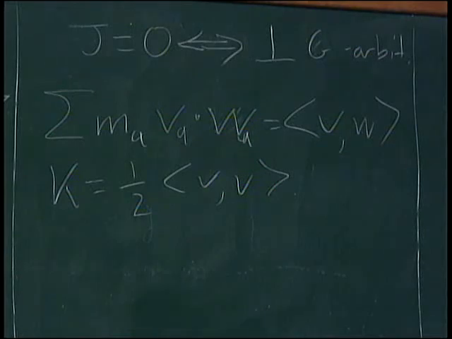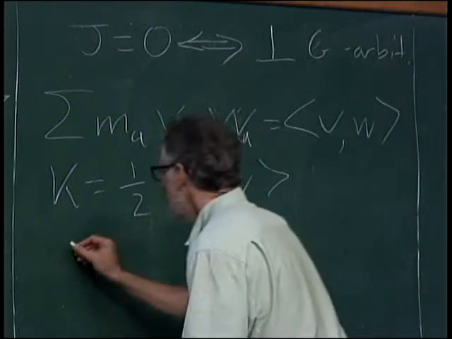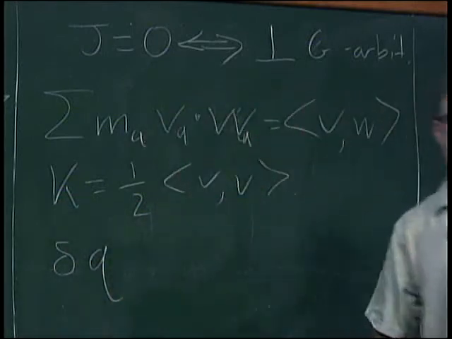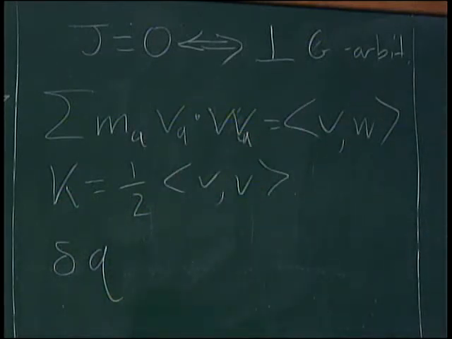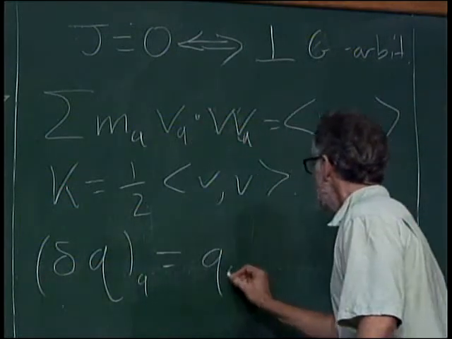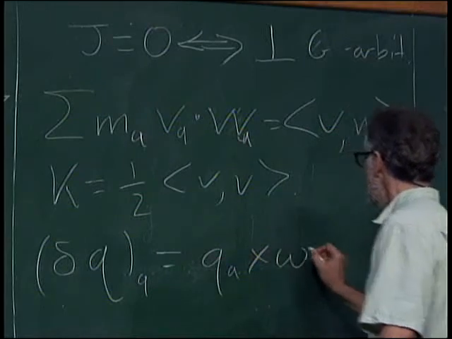And now what I want to do is form what I'll call delta Q. So I'm going to rotate a cat. How do I rotate a cat a little bit? This happens to the eighth particle.